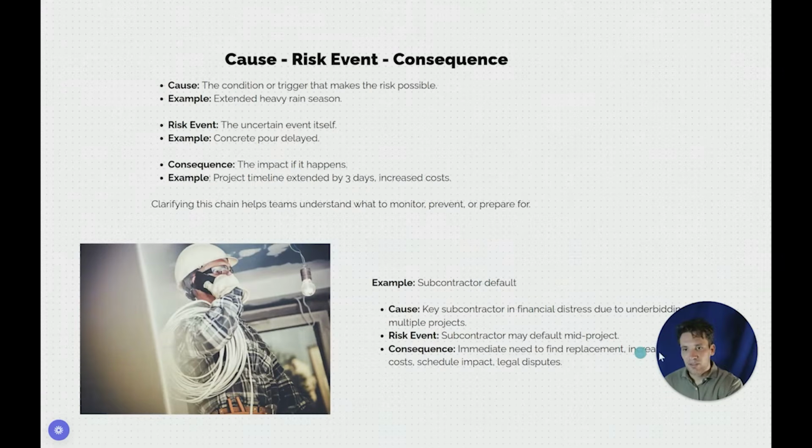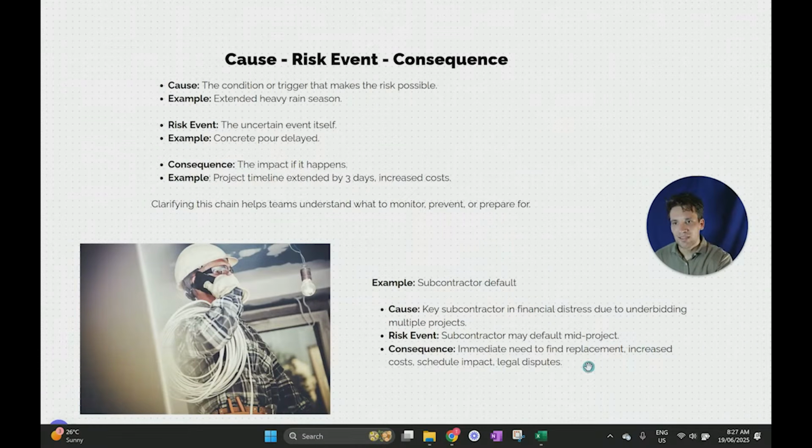Okay, let's look at another example. We've got a key subcontractor in financial stress due to underbidding multiple projects. That's the cause. The risk event is the subcontractor going into default in the middle of the project and not being able to finish the work. The consequence is then the immediate need to find a replacement, resulting in increased costs because we would need to quickly procure someone from the market, delays because there'll be a period of time where we need to find the additional subcontractor, and potential legal disputes. That's another example of a risk where we've got the cause, the subcontractor being in financial stress, the risk event, which is the subcontractor going into default, and then the consequence, which is the impact of the additional costs and time to find another subcontractor.